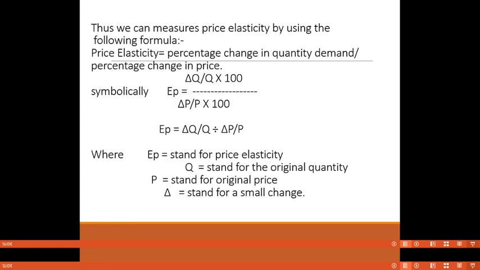Now, we can calculate this price elasticity of demand using a formula. This price elasticity is calculated by percentage change in quantity demanded divided by the percentage change in price. Symbolically, delta Q divided by Q into 100, divided by delta P divided by P into 100. Here we get the formula of price elasticity, that is delta Q divided by Q divided by delta P divided by P. Where EP stands for price elasticity, Q stands for original quantity, P stands for original price, and delta stands for small change.